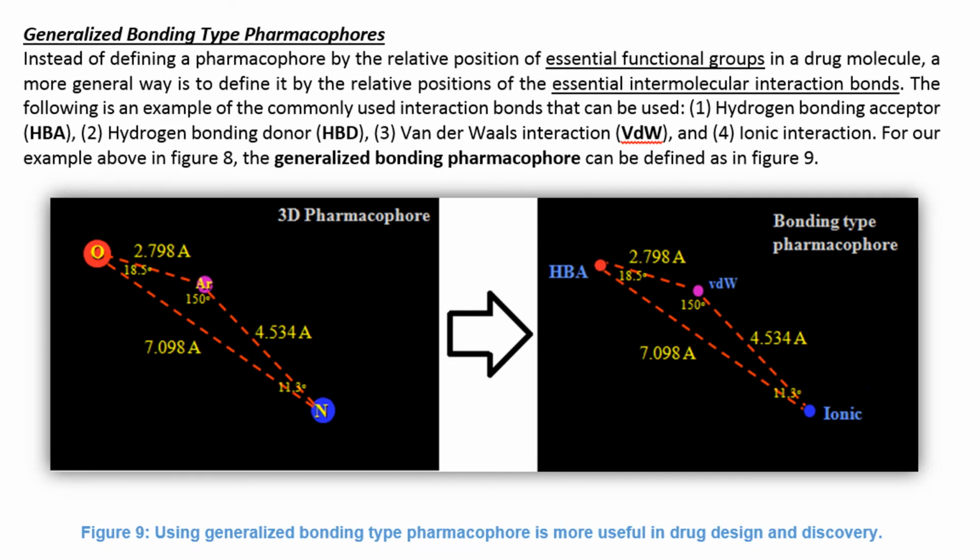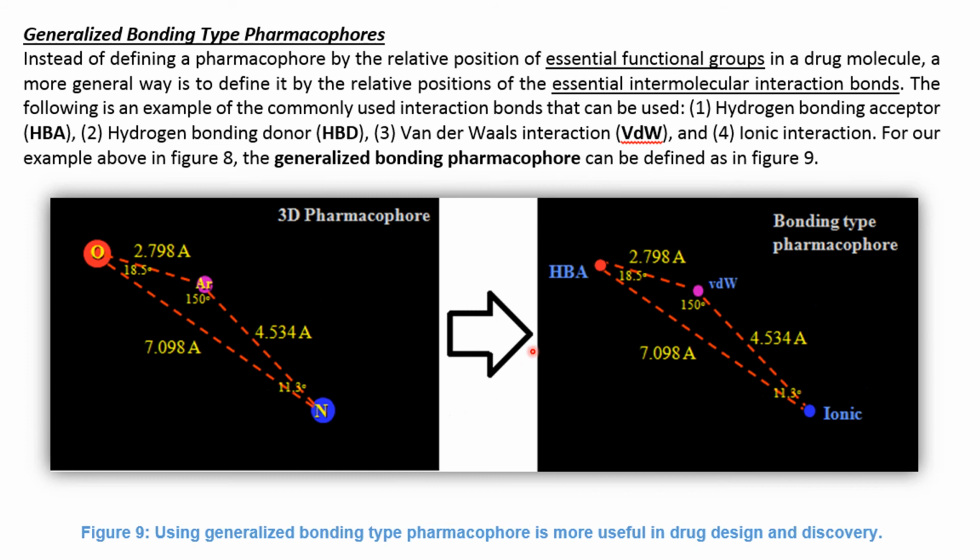So we have seen how we defined the pharmacophoric groups in the previous example. Here this figure shows the same pharmacophoric groups we defined in the previous example. We have the oxygen, the aromatic benzene ring, and the nitrogen. And if we define the relative positions of these three groups in space, we call this the 3D pharmacophore.